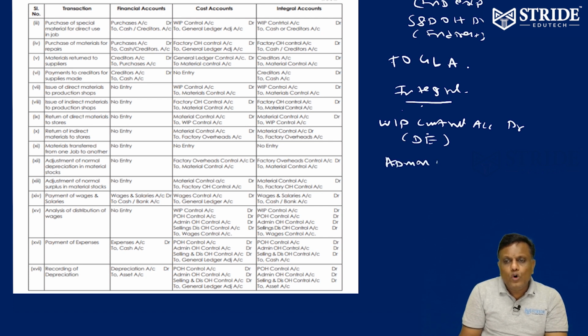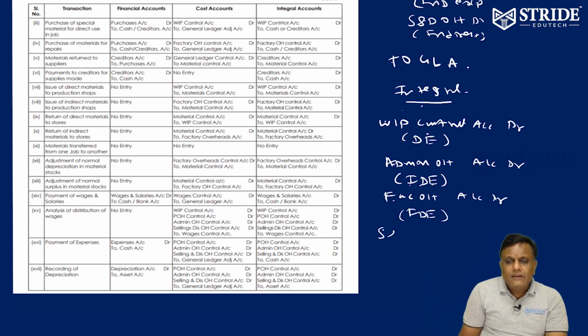Similarly, admin overhead control account debit. This is indirect expenses. Similarly, factory overhead control account debit. This is also indirect expenses. Similarly, selling and distribution overhead control account debit. This is also indirect expenses.